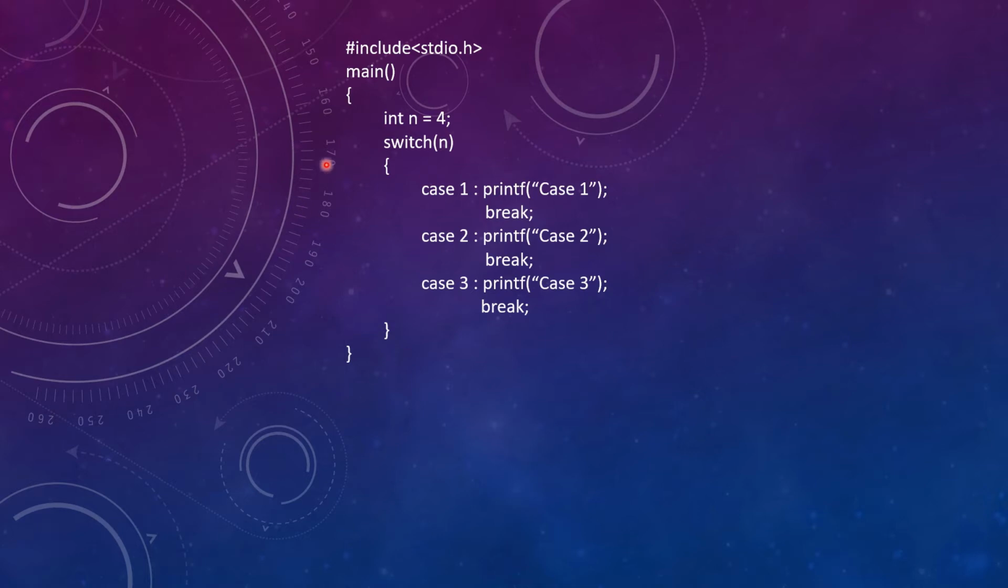As you can see here, we have a variable n which has a value 4. This variable n is passed inside the switch. As we know from the working of switch case, the value passed in the switch parameter will be matched with the case labels. If any match is found, then we will execute that particular case. And if none of the cases are matched, then the default case will be executed, right?